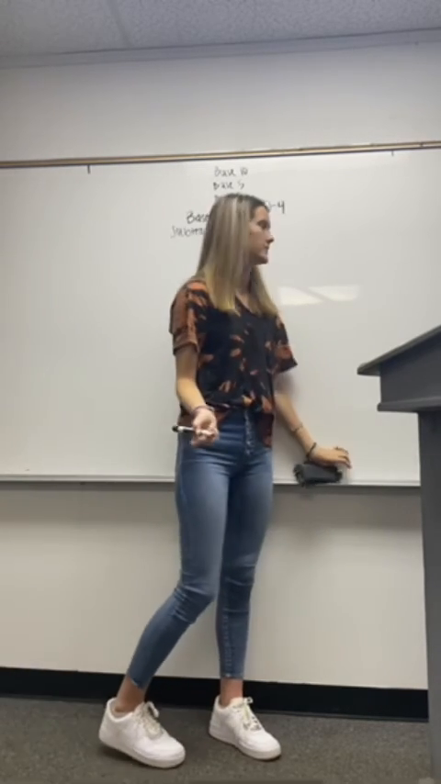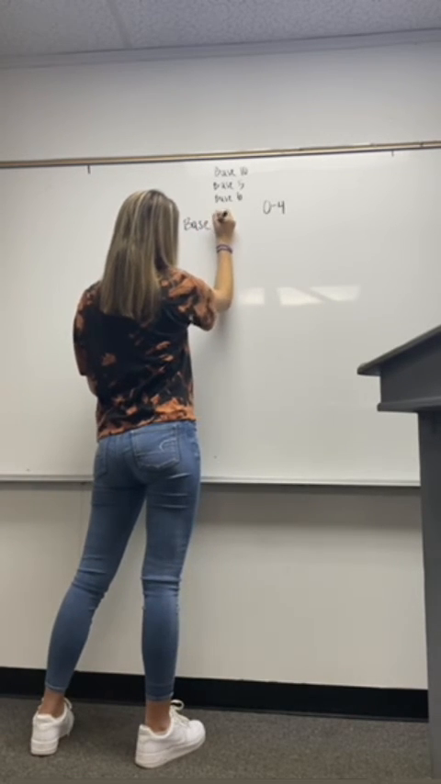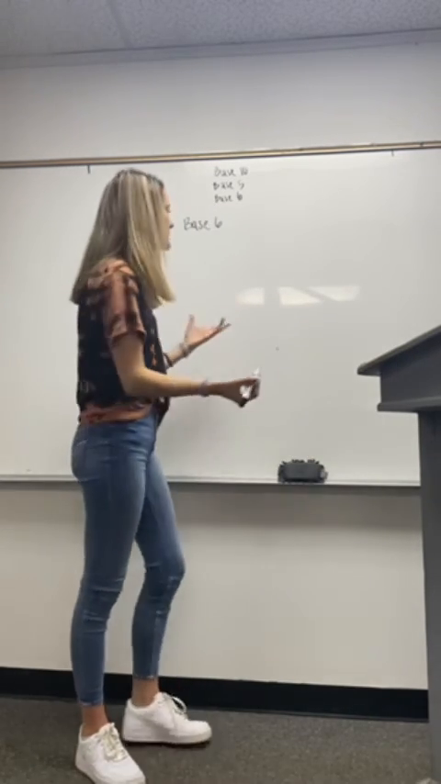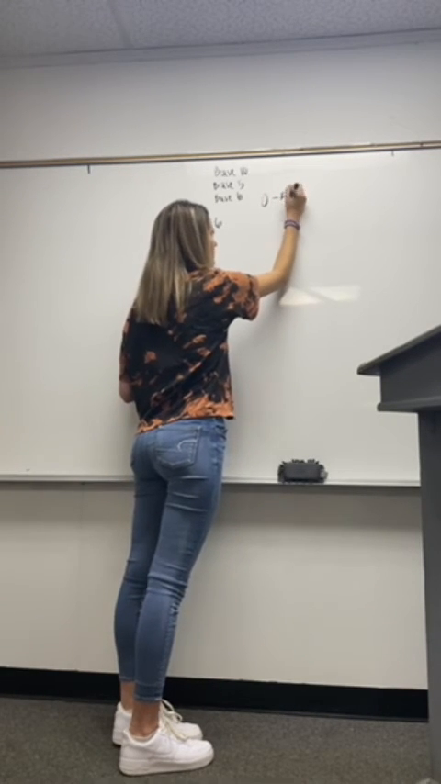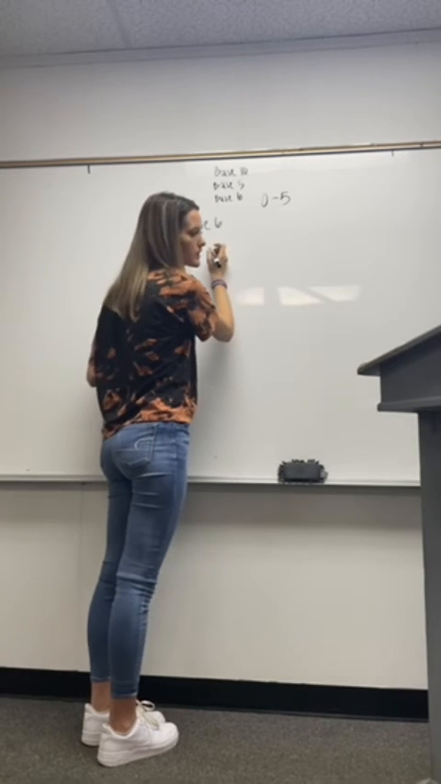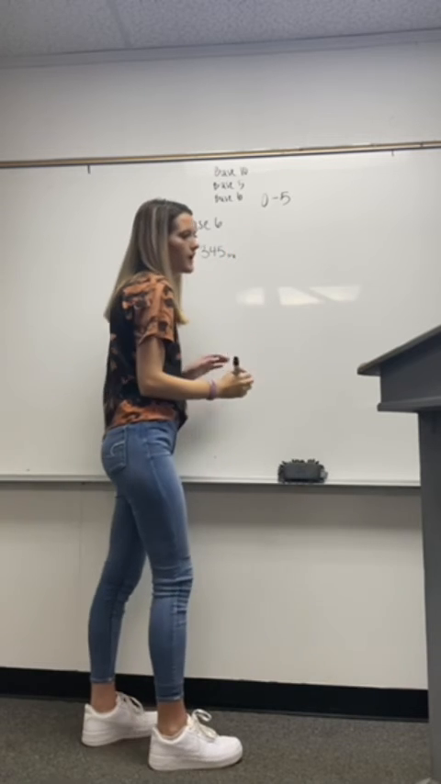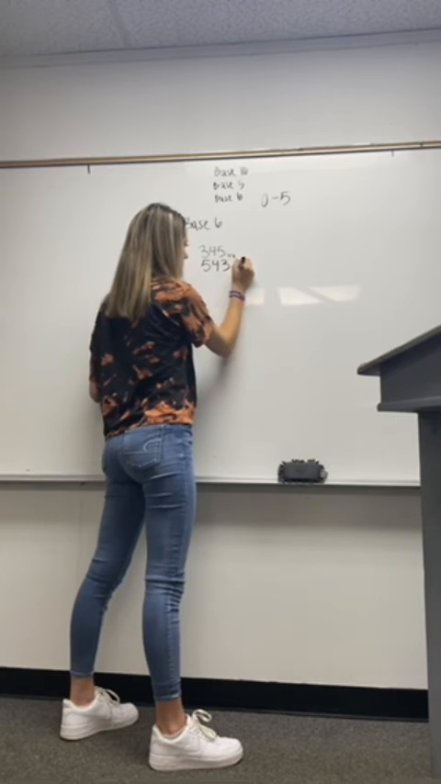And then another one is base 6. Just like the other ones, base 10, 0 through 9, base 5, 0 through 4. So obviously the digits for base 6 are going to be 0 through 5. And we can start with a couple of examples. So we're going to do 3, 4, 5, base 6, and then 5, 4, 3, base 6.